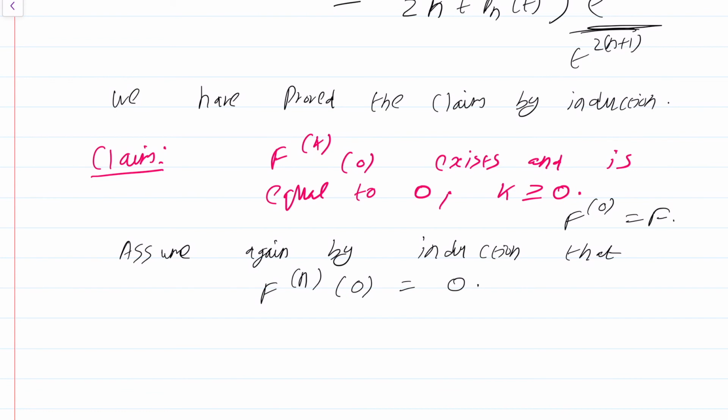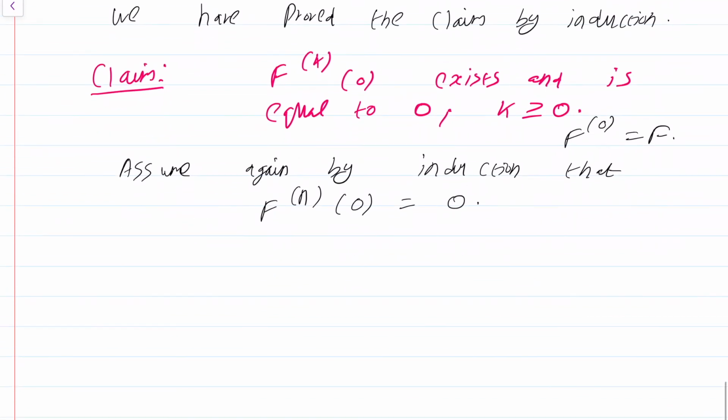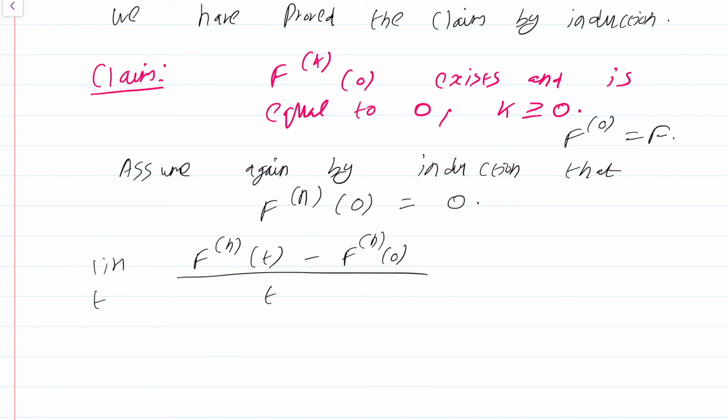So you're taking f^n(0), and we are assuming that it's going to be 0, and we want to compute the (n+1)th derivative of f at the origin. Again, what you do is, this is nothing but the limit as t goes to 0 plus of (f^n(t) minus f^n(0)) divided by t. This is nothing but the definition of the derivative from the right at the origin. We already know that f^n(0) equals 0 by the induction hypothesis. So this is just the limit as t goes to 0 plus of f^n(t) divided by t.